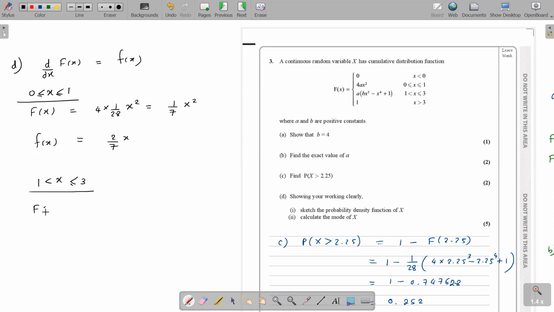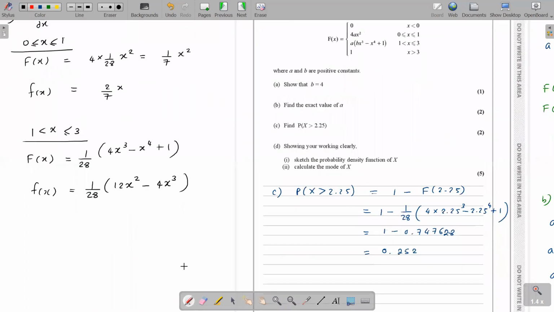What do we get? Capital Fx. A is 1 over 28. B is 4x cubed minus x to the power 4 plus 1. Are you with me? So when you differentiate and get simple fx here, what do we get? 1 over 28 is a constant. You differentiate 4x cubed, we get 12x squared minus 4x cubed, plus 1 is 0. So you can simplify it. We can take a 4 out. 4 over 28. 4 times 3 is 12. 1 over 7, 3x squared minus x cubed.